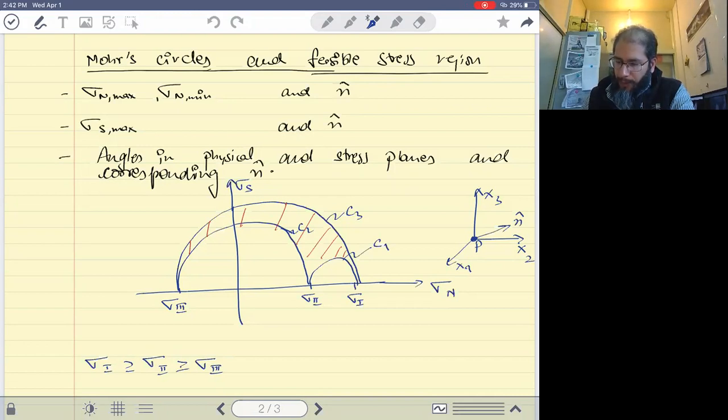So now the idea was that we can use the Mohr circles to find the maximum and the minimum sigma n and sigma s values. But there's more information contained in the Mohr circles than just that. Any point in the feasible stress region corresponds to a given normal. So what I mean is that if I take some random point in this feasible stress region and I call that point A, then that point A corresponds to a given normal direction in my physical plane. So I call this my physical plane, and on the left hand side I call my stress plane.